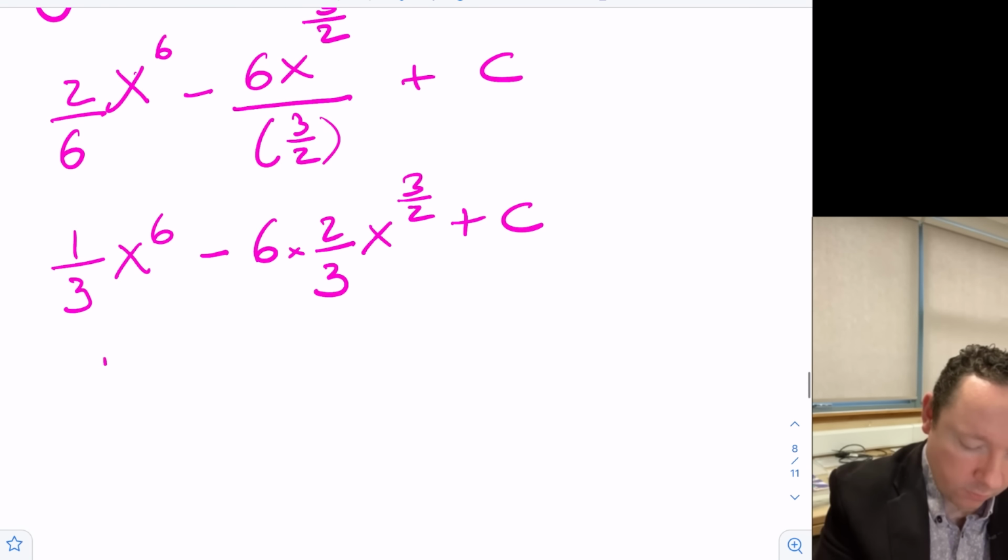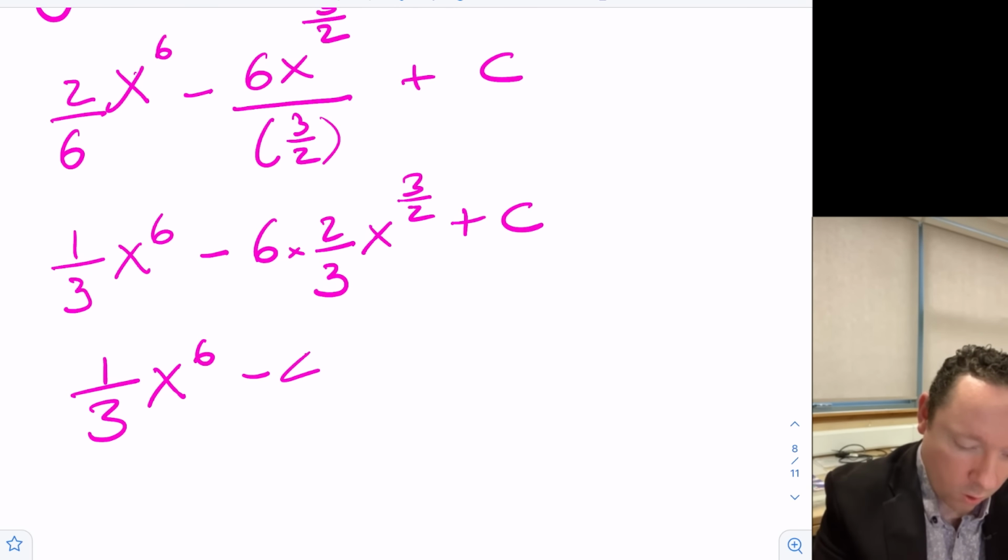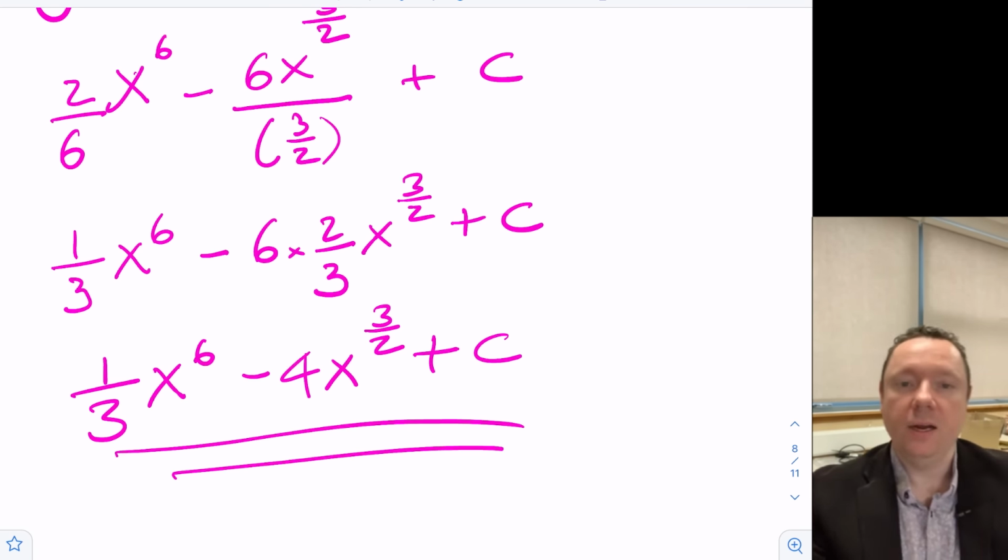So that gives me 1/3 of x to the 6. 6 2s are 12. 12 divided by 3 is 4. So minus 4 x to the 3/2 plus c for our final answer.